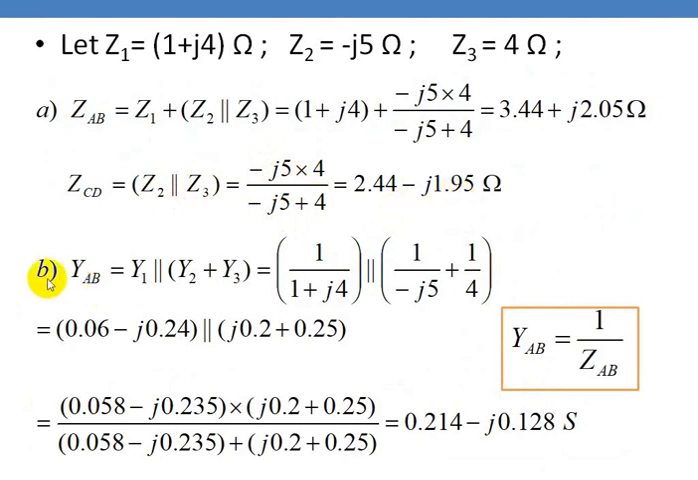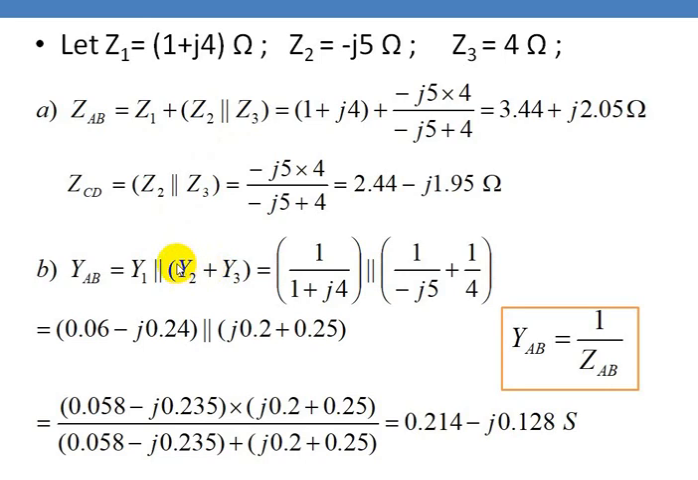Now coming to the admittance. Admittance YAB will be equal to 1 by ZAB. So the inverse of this will be YAB. How to get this value? YAB equals Y1 in parallel with Y2 plus Y3. If the impedances are in parallel, their admittances you have to add, just opposite to that of the impedance.